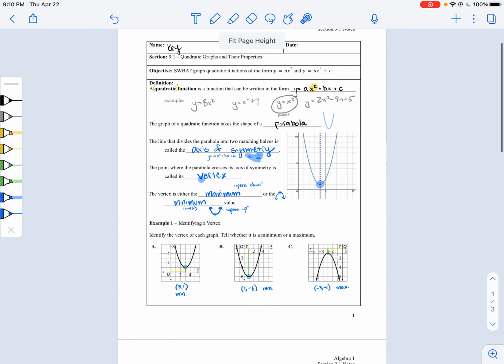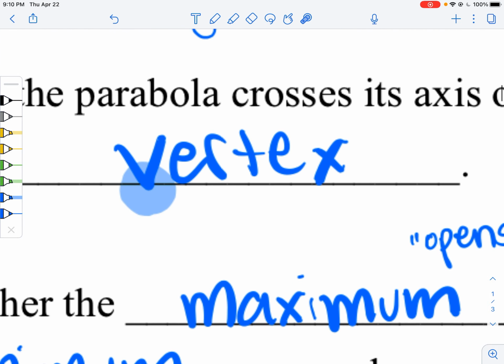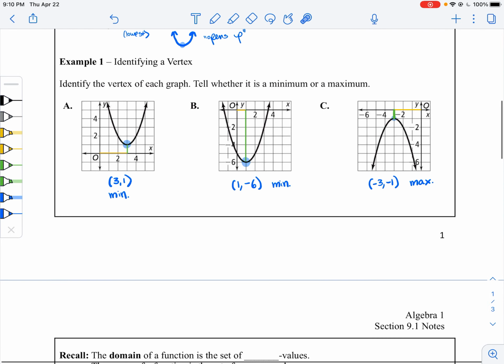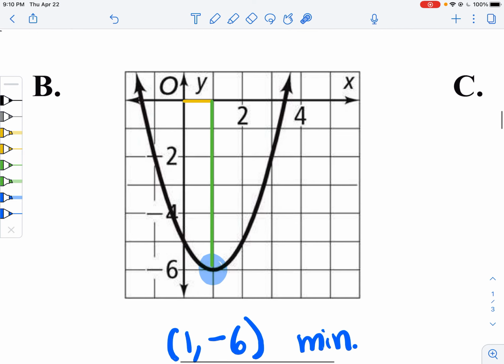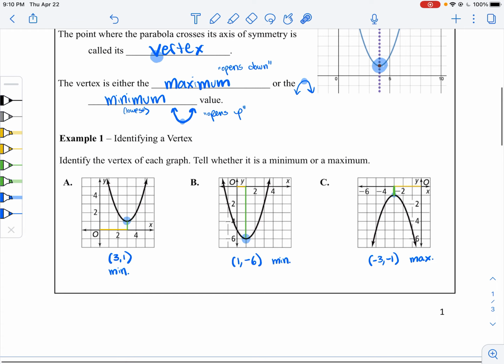Finding vertices, the plural of vertex, is really easy. When you have a picture, you just look for it and you find it. That's really nice. That's how to find a vertex.